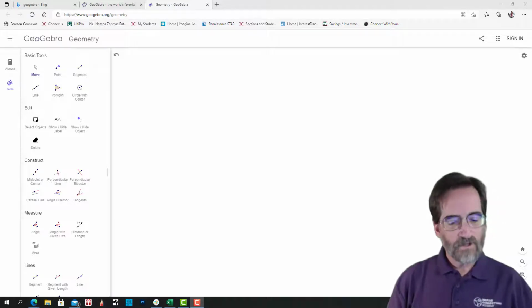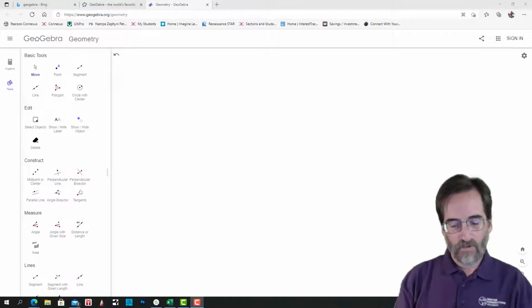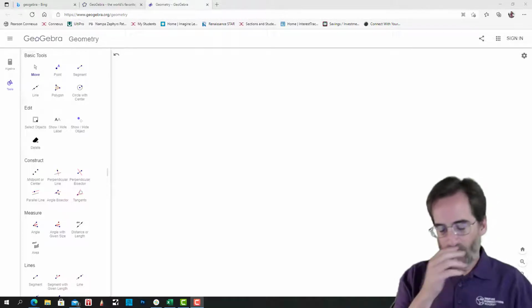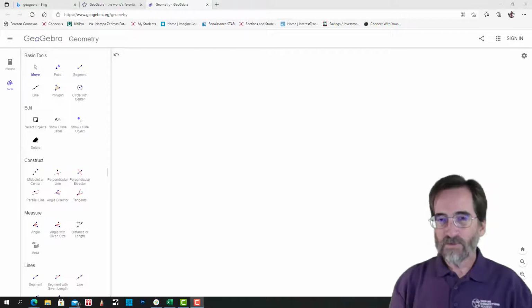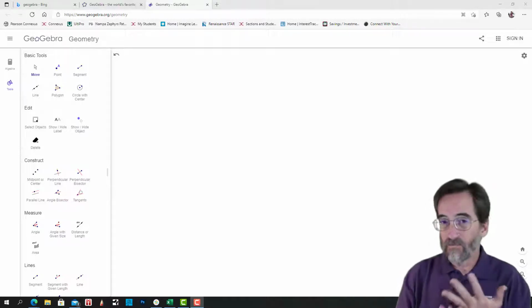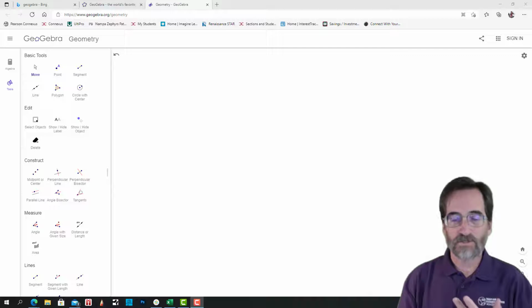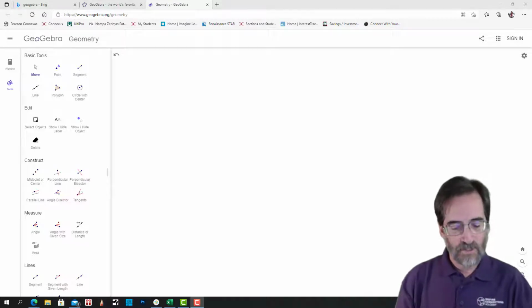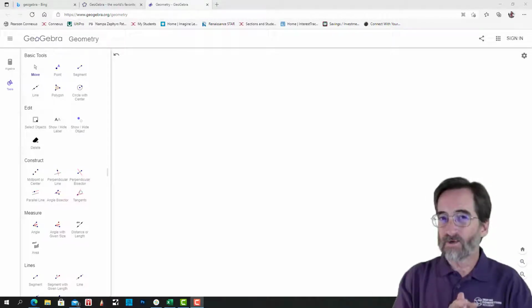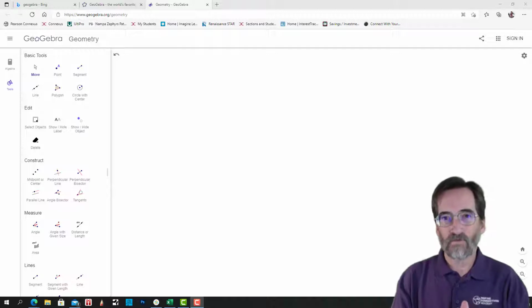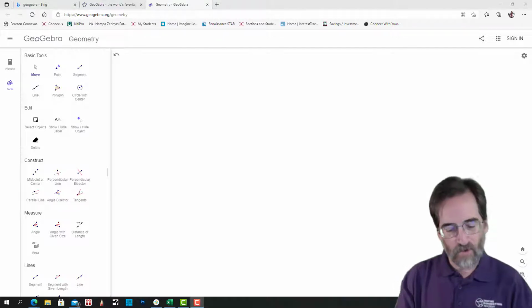So we've done side, side, side. We've confirmed that. We've confirmed side, angle, side. We've confirmed angle, side, angle. There is no angle, angle, angle postulate because the triangles could be different sizes. There's no angle, side, side, or side, side, angle postulate, and we won't go into explaining why.